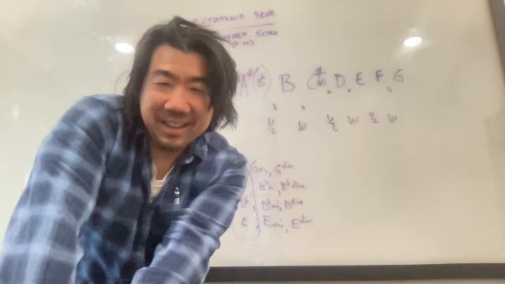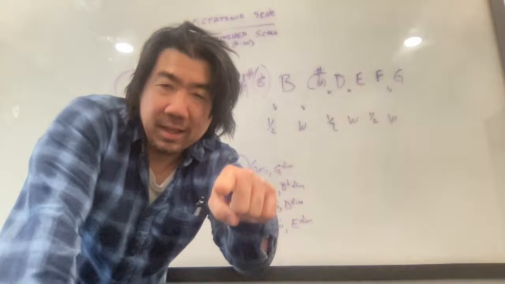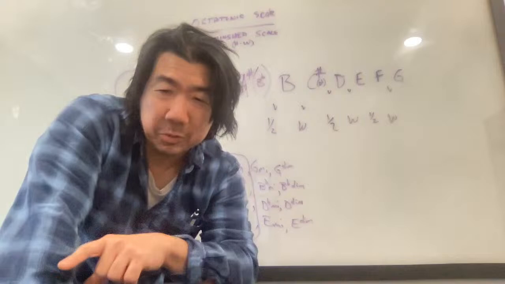I appreciate it. So spelling, my spiel: be quick at spelling. A minor 7, A C E G. Let's quiz you again. C minor major 7, C E flat G, B natural. That's how fast I want you to spell these chords, okay?